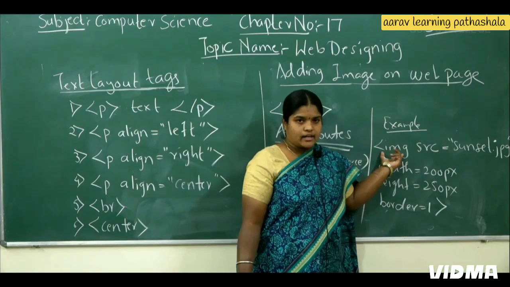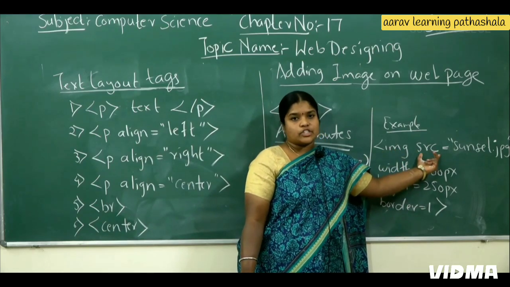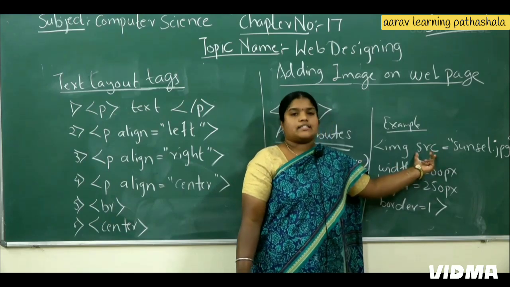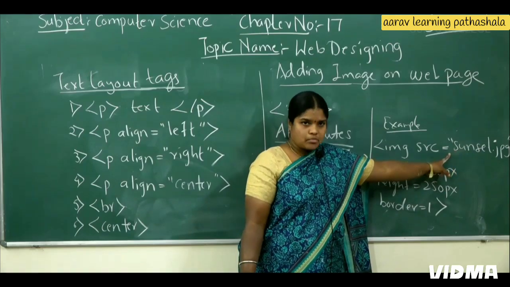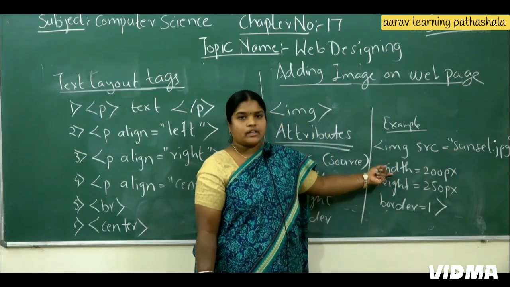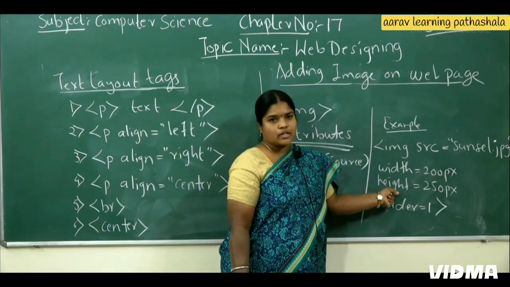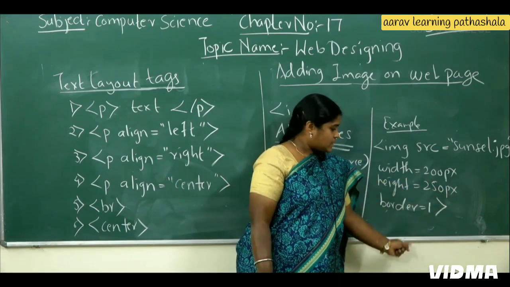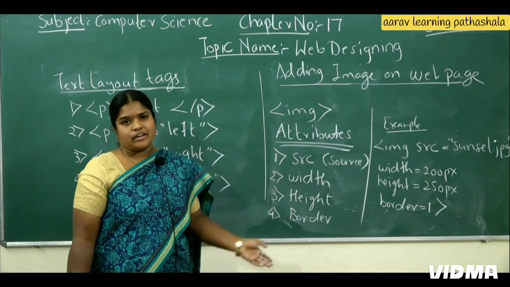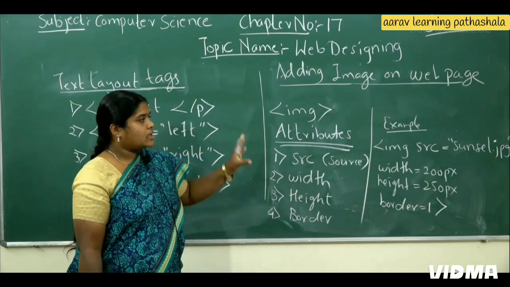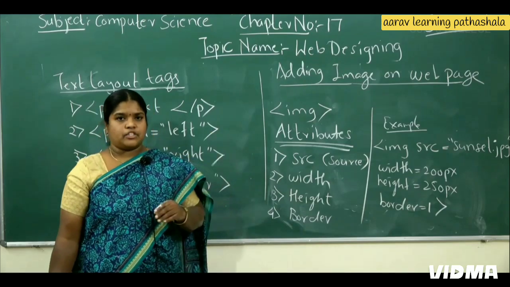So img is a tag used to include an image on the web page. With img tag we are using 4 more attributes, that is src. src is nothing but source of the image, where we specify the path name and the image name. After that, next we specify the width of the image in pixels. Then we specify the height of the image in again pixels. Then we specify the border of the image. There are many more attributes that can be added to the image tag. So this is a tag used to include the image on the web page.